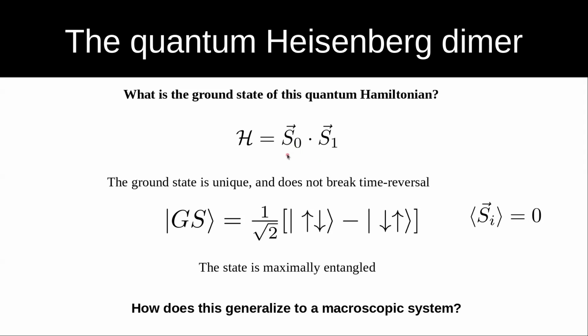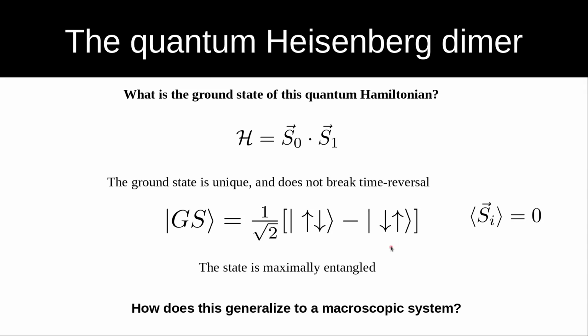If you take that these operators are quantum mechanical operators that follow the typical commutation relations of angular momenta, what you actually obtain is that the ground state is a combination between the up-down state and the down-up state. And this is what we call a singlet state. It's a state that does not break translational symmetry. It's a state where the expectation value of every single spin operator in every single site is actually 0. And what is most important is that it's maximally entangled.